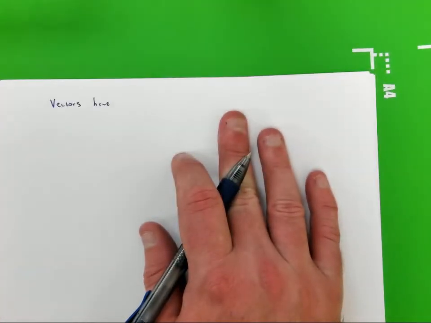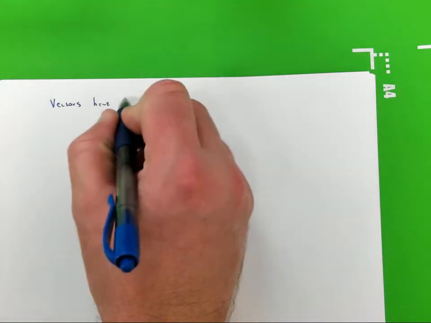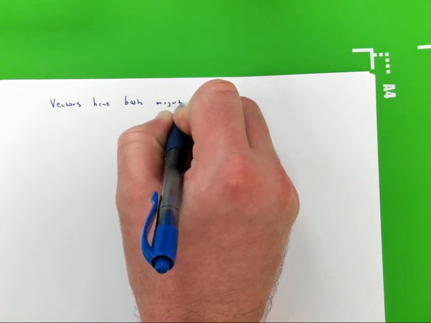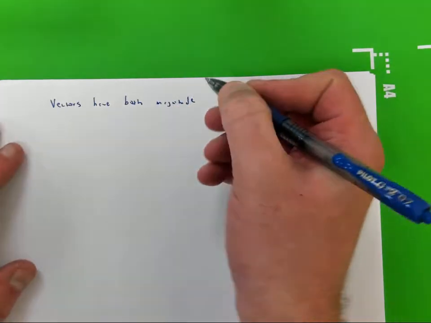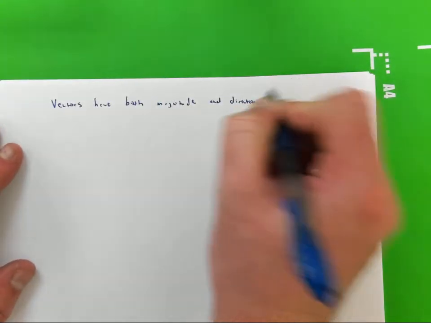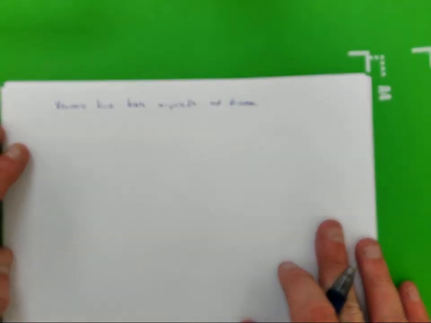I'm sorry. Vectors have both magnitude and direction. You need to know that, okay? An example of a vector is, I walk 35 paces due north. It has the magnitude of 35 and the direction of north.